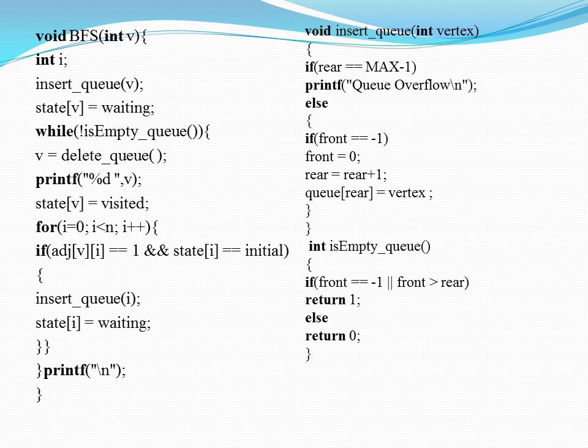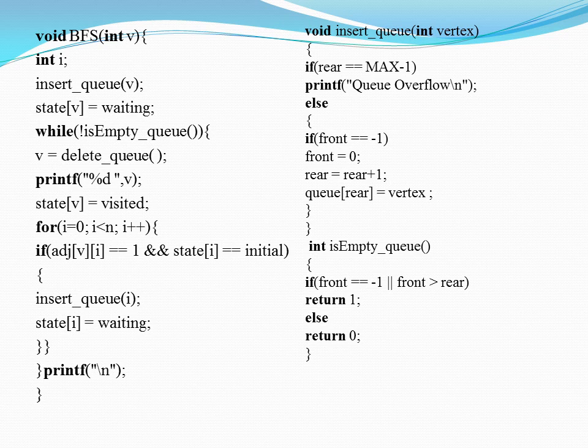Next, we are checking whether there are adjacent values for that node. If adjacent is 1 and the state is initial, then we are inserting that value into the queue and setting the state as waiting.